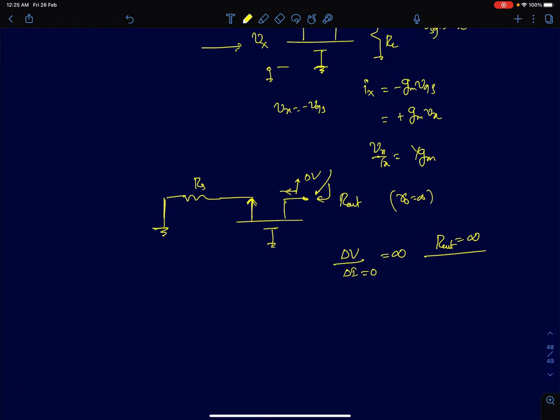So now if you see, input resistance is 1 by gm, but if R0 is infinity, your common gate amplifier better approximates a current amplifier because output resistance is becoming infinity, which means it's a very good current amplifier. An ideal current amplifier should have zero input resistance and infinite output resistance. Input resistance is not zero, it's still very low, but output resistance is infinity, it's very high.